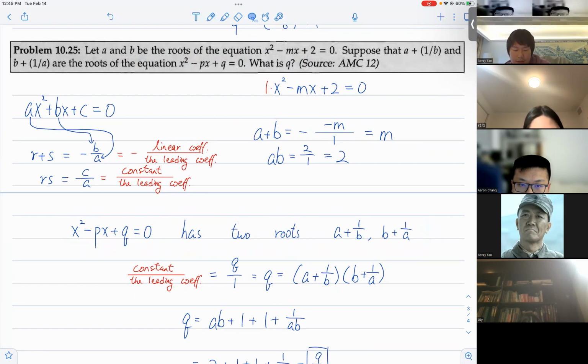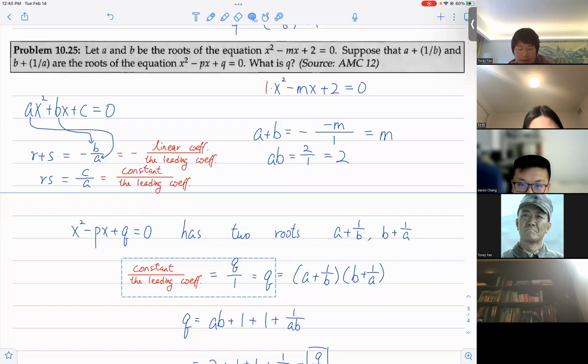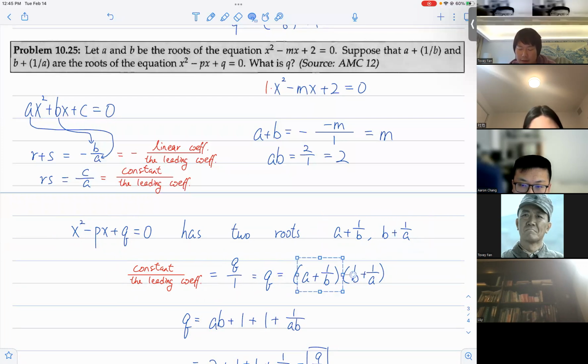And then in the second sentence, in the second condition, we are given that this equation has two roots, and we need to find q. Q is constant, so in Vieta's theorem, we use the second part of it. Constant divided by leading coefficient is q. Q divided by 1, right? In this case, leading coefficient is 1. So it's q. And that equals to what? That equals to the product of roots. So 1 times the other.